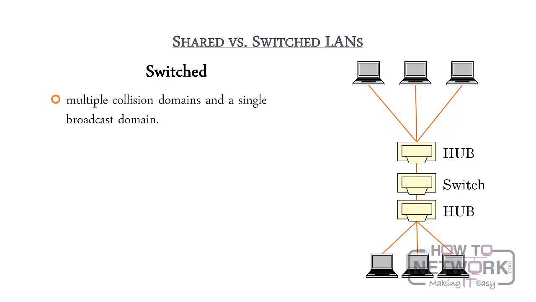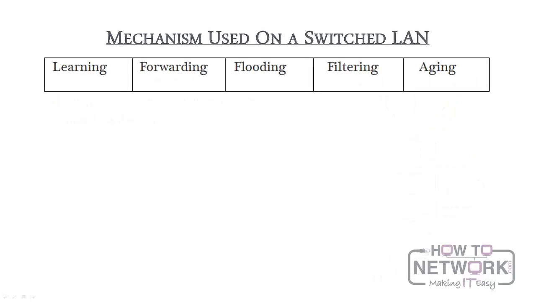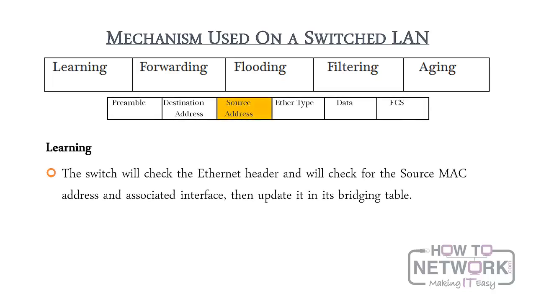Let's discuss the mechanisms used on the switched LAN. We have learning, forwarding, flooding, filtering, and aging. First of all, let's talk about learning. The switch will check the Ethernet header and will check for the source MAC address associated with the interface, then update it in its bridging table.